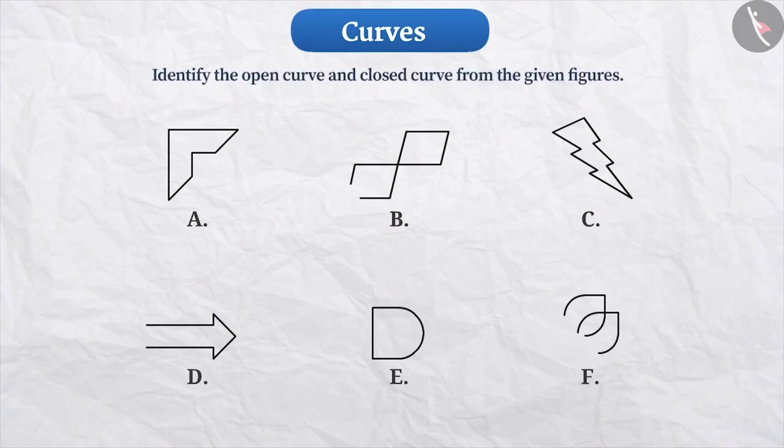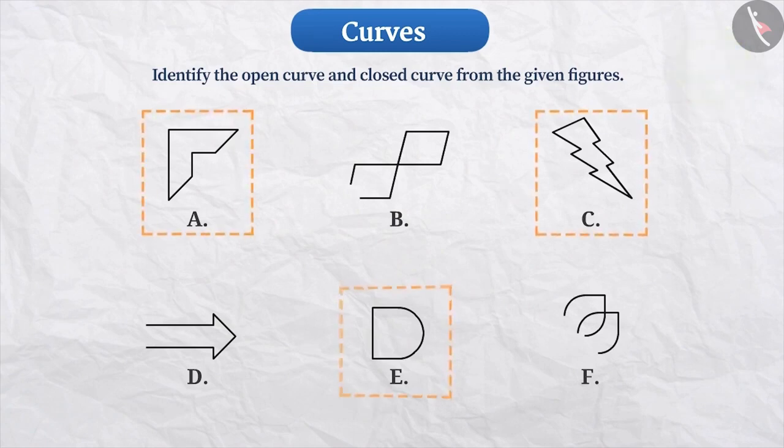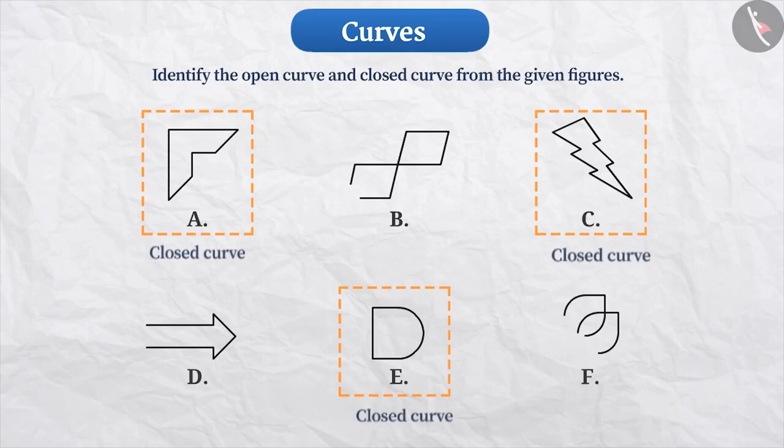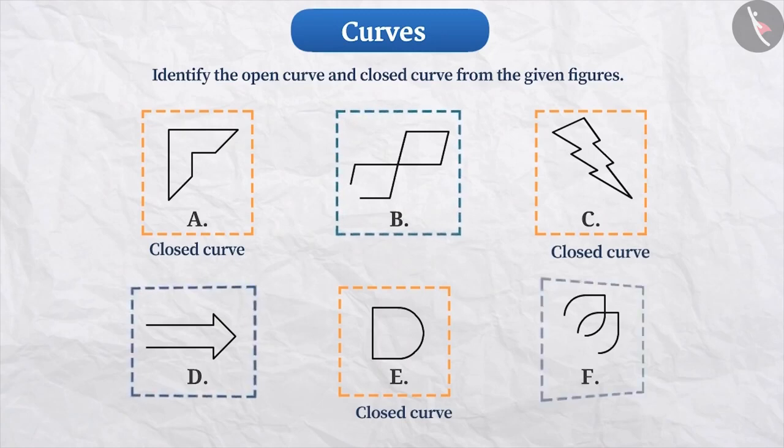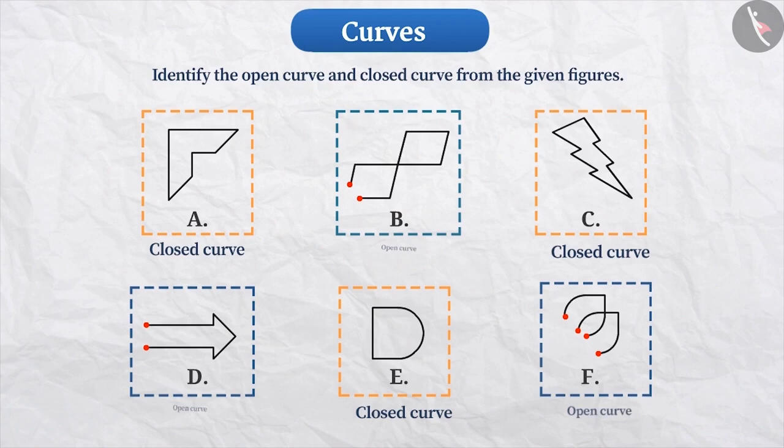Can you identify open curves and closed curves from the given figures? Try it. Here, curves A, C and E are closed curves as the ends of these curves are joined. However, if we see the figures B, D and F, their ends don't meet. Therefore, all of these curves are open curves.